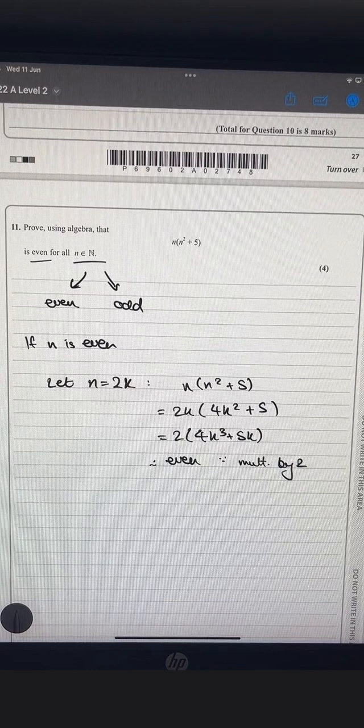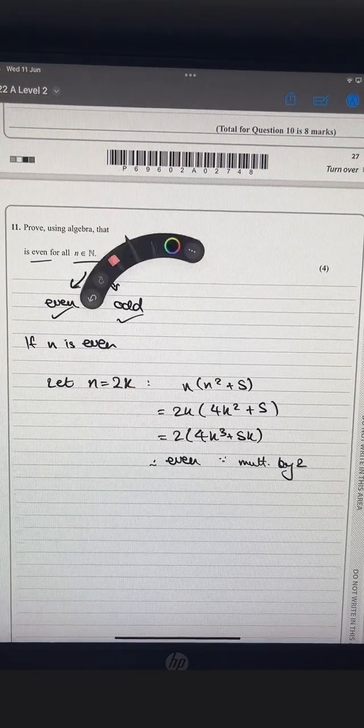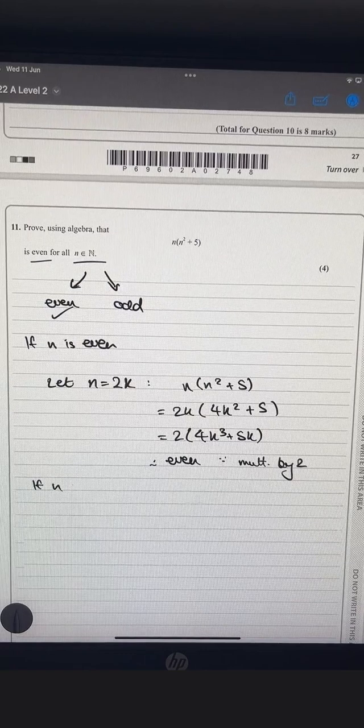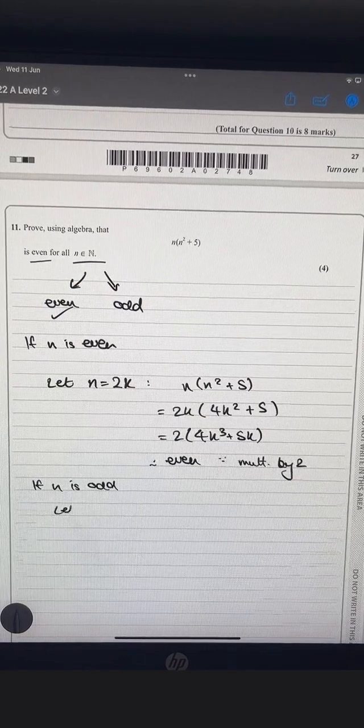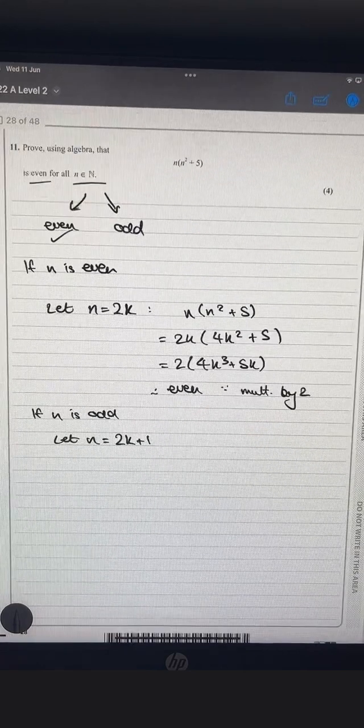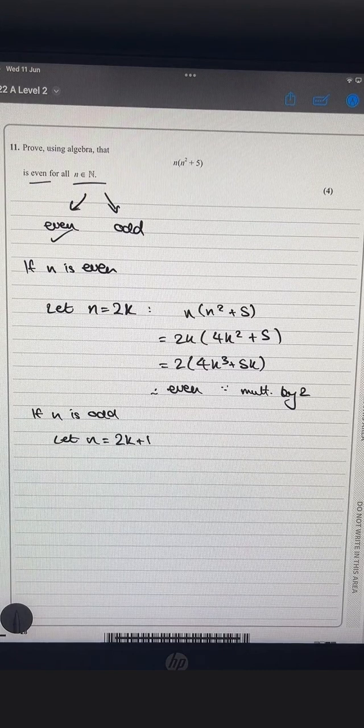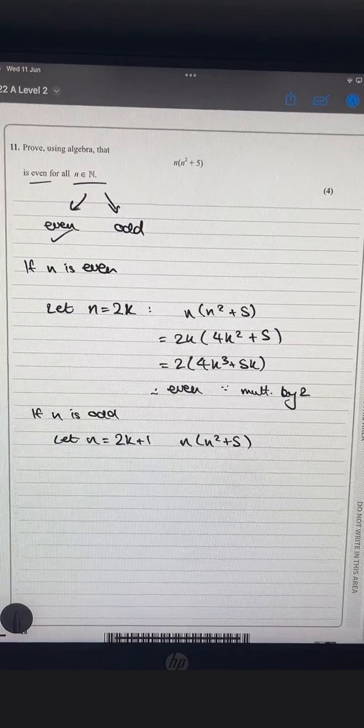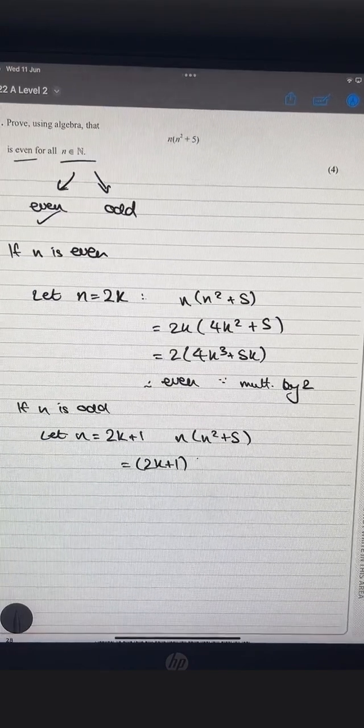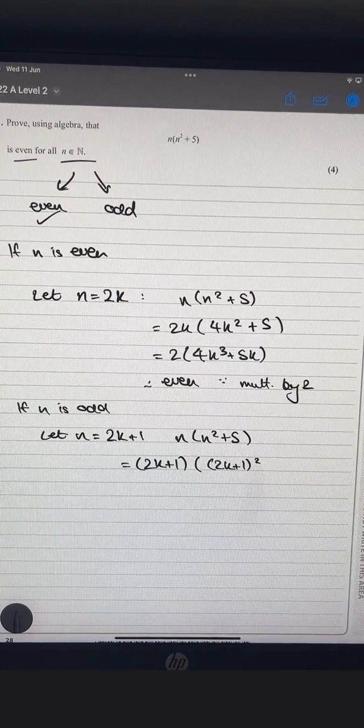So I'm going to have to do the odd thing now. I haven't done the odd proof. So if n is odd, let n equal, so how am I going to represent an odd number? Well, an odd number is just 1 more than an even number. So n is equal to 2k plus 1. Because if I've got a number and I made it even, if I go 1 more exactly, it's just 1 more. So now I've just got to sub in. I've got a bit more algebra to do for this one because I've got an add thing there. So that's equal to 2k plus 1. And then I've got 2k plus 1 whole squared plus 5.